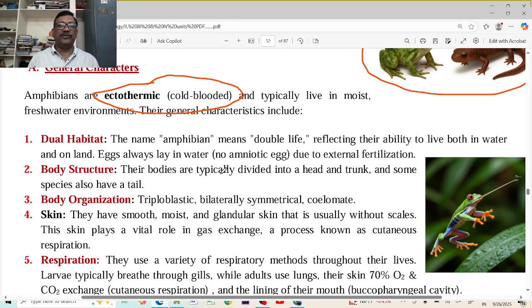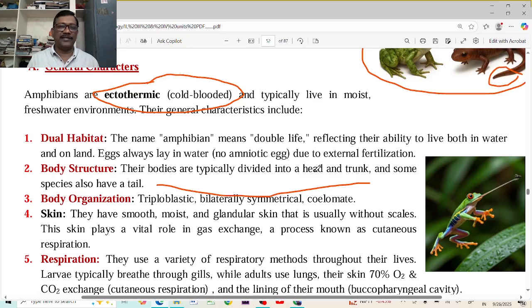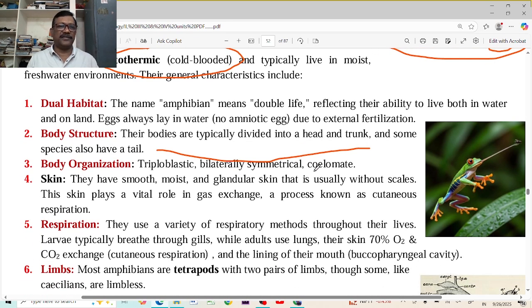However, they have a dual habitat. Actually, they are terrestrial animals, but sometimes they can enter into the water for reproductive purposes, or sometimes to escape harsh environmental conditions. The body structure is normally head and trunk, and some of the animals also have a tail. For example, salamanders, and also caecilians, the blindworms.